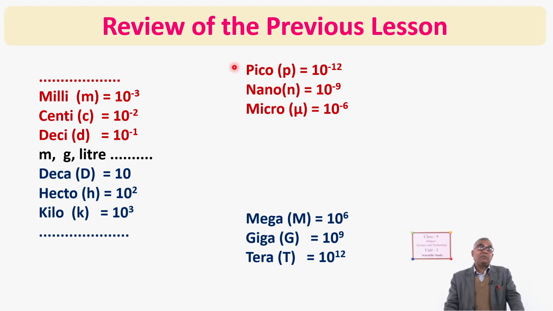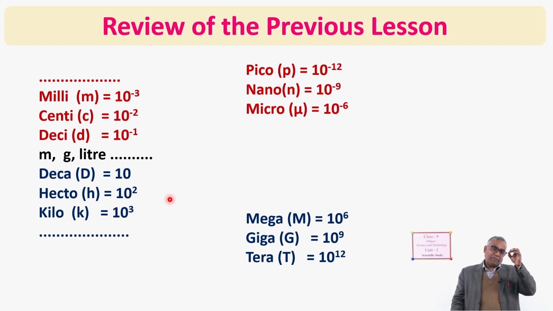And smaller than femto is atto, 10 to the power minus 18. But they are not in our use, that's why I am not introducing them here. Okay, so you can memorize in this way: milli, centi, deci, main unit, deca, hecto, kilo, and then smaller than milli, micro, nano, pico, and bigger than kilo, they are mega, giga, and tera.